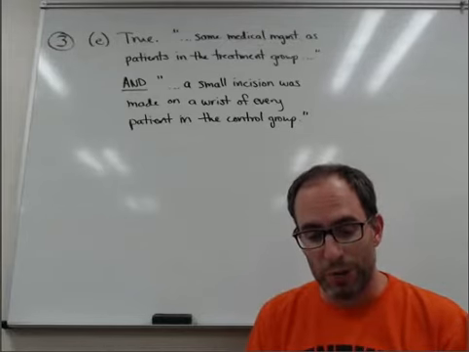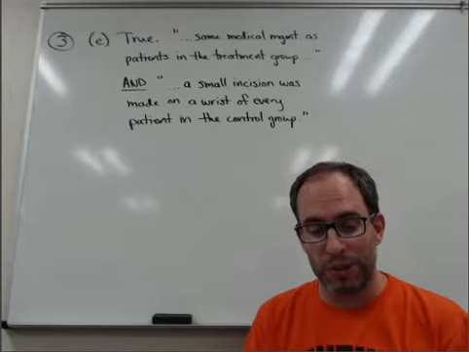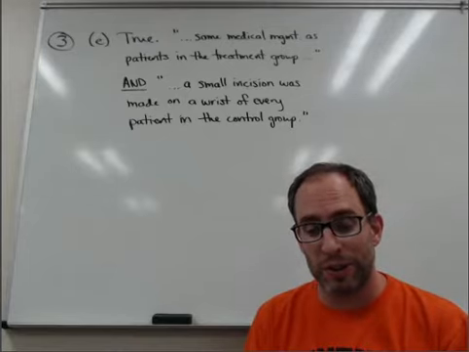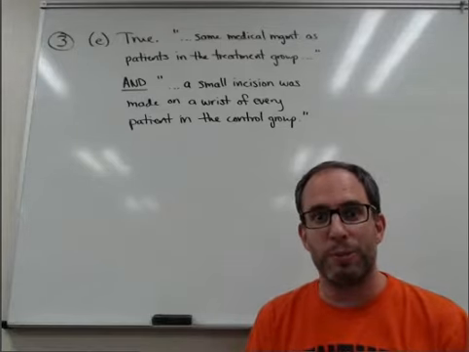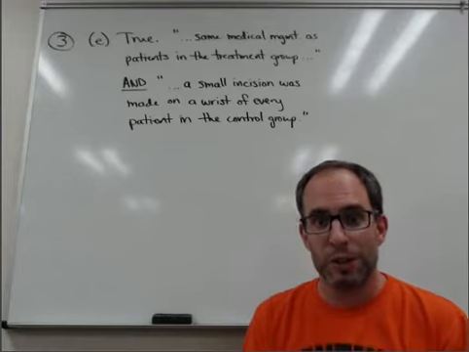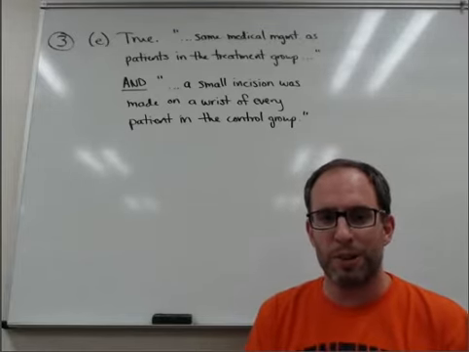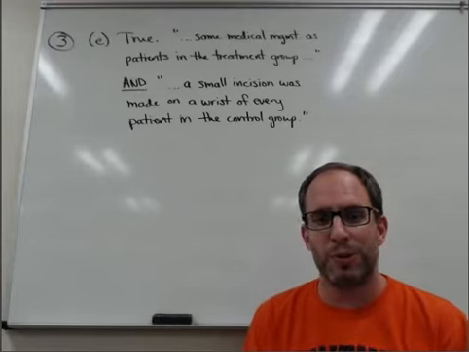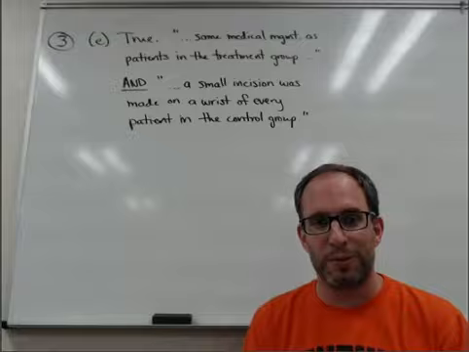But there's also another piece, which is actually in the next sentence, where it says, suppose a small incision was made on a wrist of every patient in the control group. That way, people who are in the control group, who are getting the placebo treatment, can't immediately identify that they're getting it. So you need that piece too. So really part E is a little more complex because there are two references that pertain to it in the wording, but it is taken care of. The placebo effect is accounted for in the study.